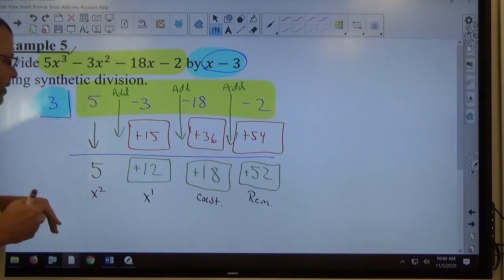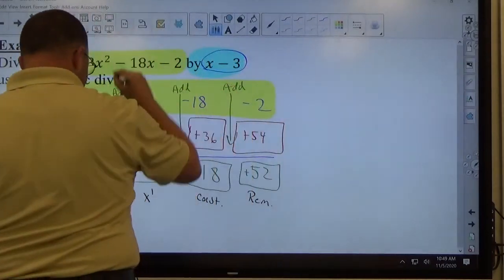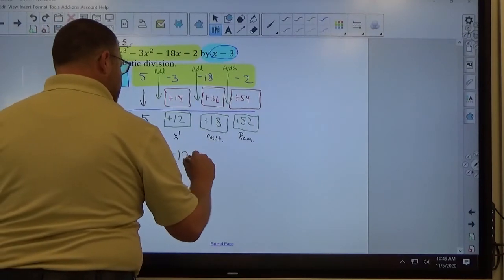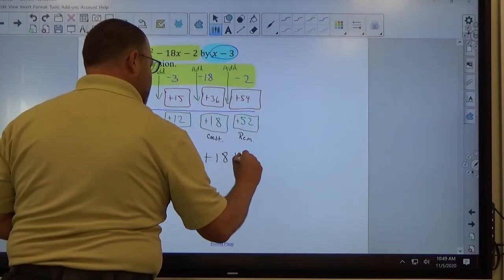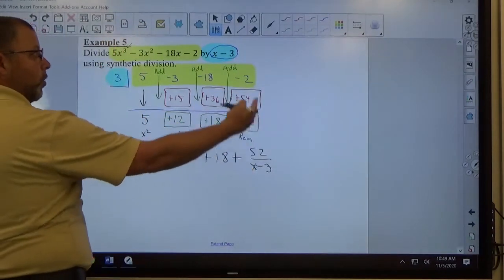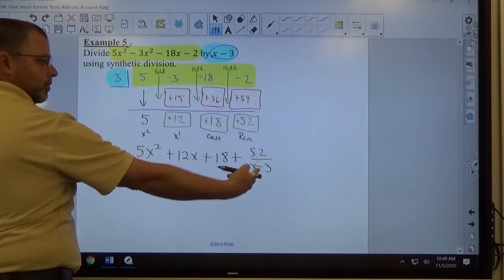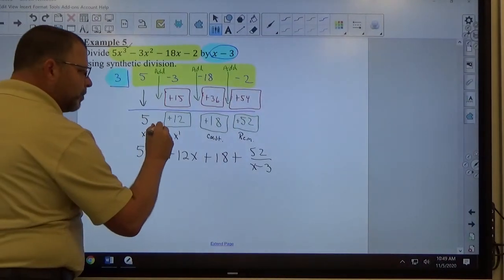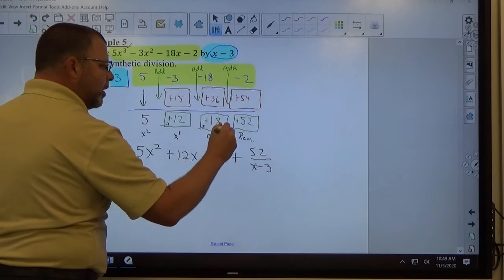So I'm going to write this in that manner. When I write my final answer, I'm going to write 5x squared plus 12x plus 18 plus 52 over x minus 3. The remainder goes over the divisor. The rest of the stuff has x squared, x, and a constant. Notice everything's positive: positive 12, positive 18, positive 52.